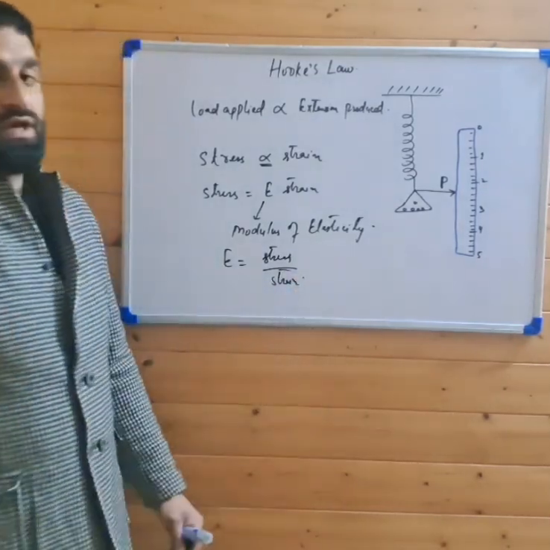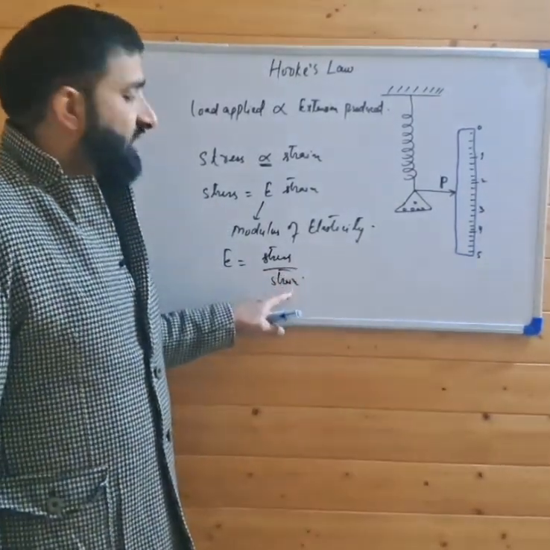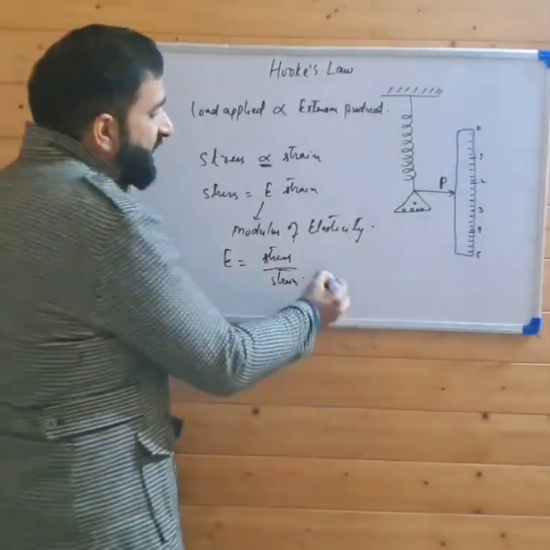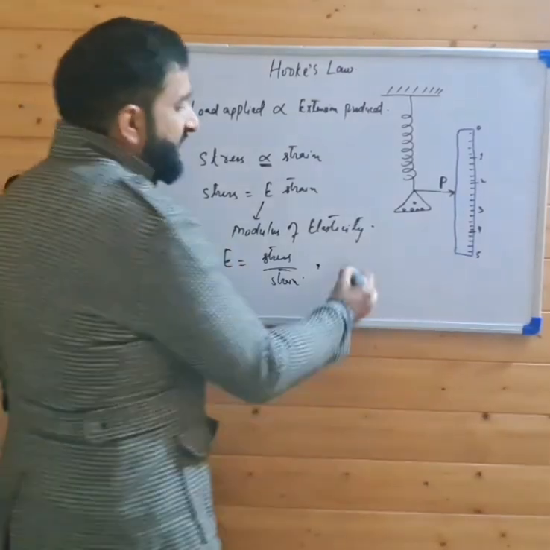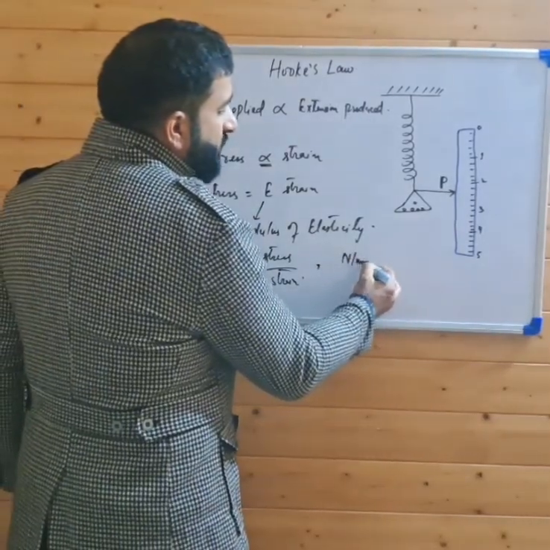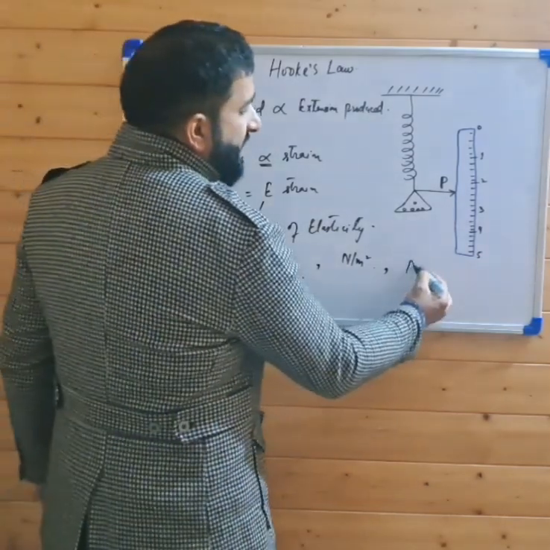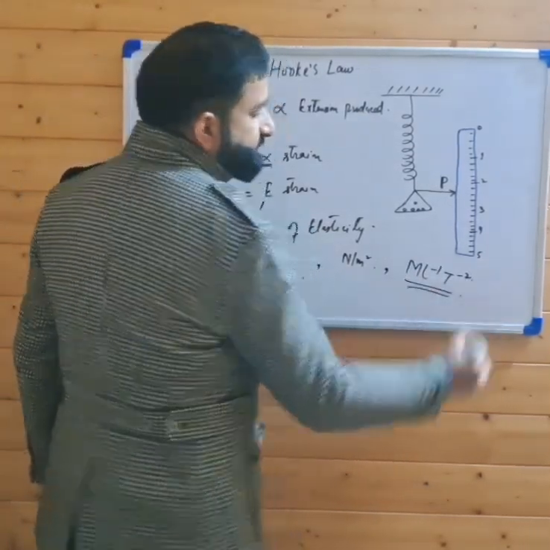As we know that strain is the ratio of like quantities, strain has no units, so the modulus of elasticity has the same units and dimensions as that of stress: units of Newton per meter square, and its dimensions are M L^-1 T^-2.